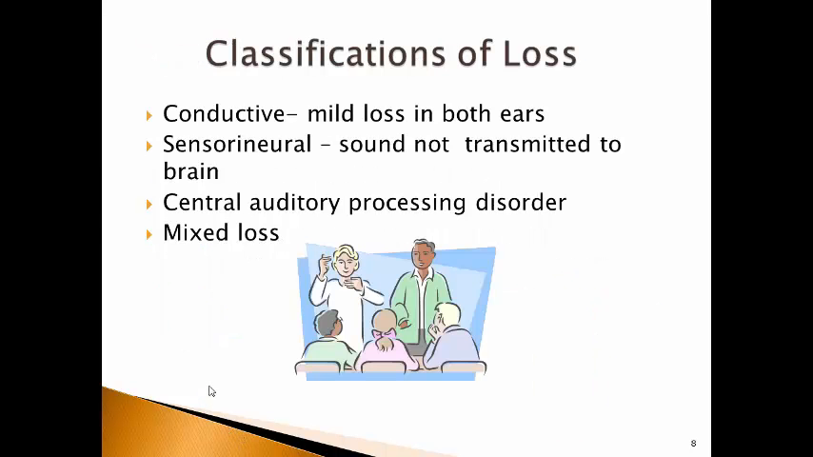Okay, here on slide 8, we see 4 terms, 4 kinds of hearing loss. Conductive hearing loss, again, mild loss in both ears, usually. Sensory neural, the sound may be coming into the actual ear, but there's some damage to the nerve that's going from the ear to the brain. So the sound is not getting to the brain, although it went into the person's ear just fine.